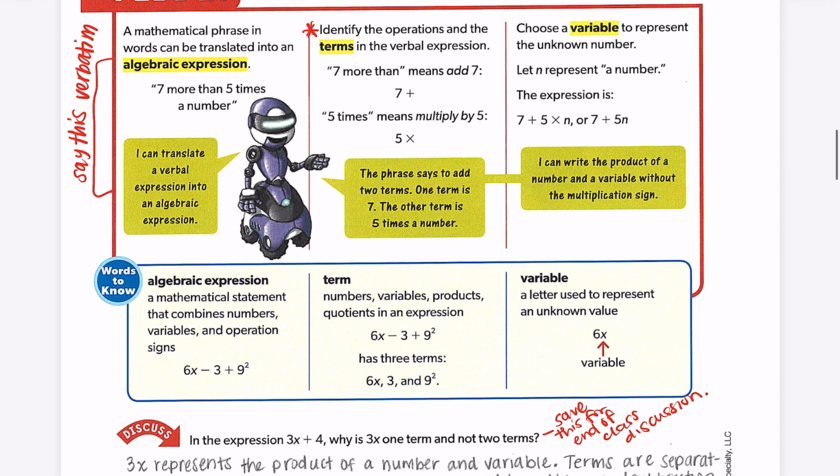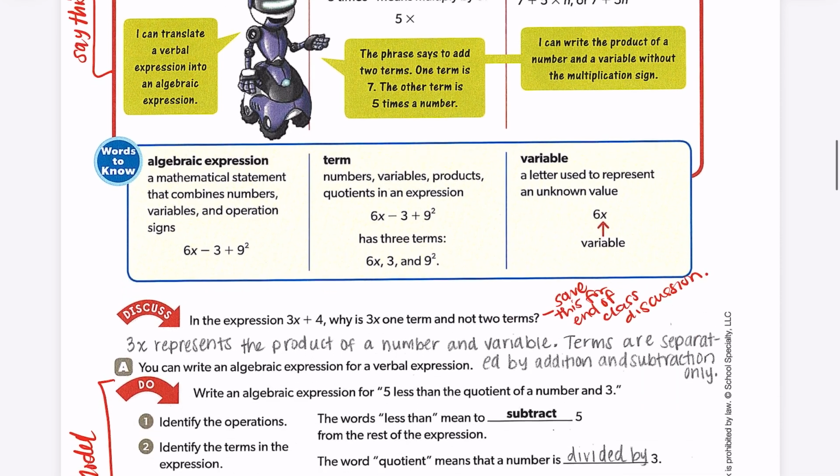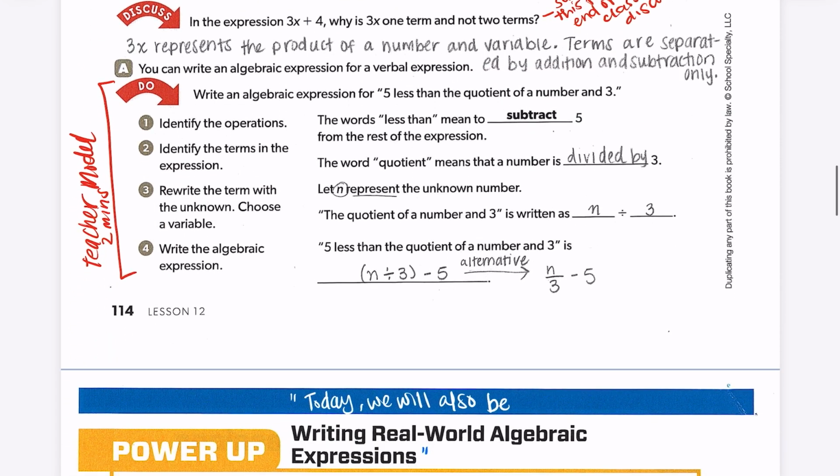Once you have gone over this intro, including the vocabulary words, you are going to jump into your teacher model, focusing on these specific steps that students can replicate during their independent practice. Taking up 2 minutes, you are going to translate this verbal expression into an algebraic expression.